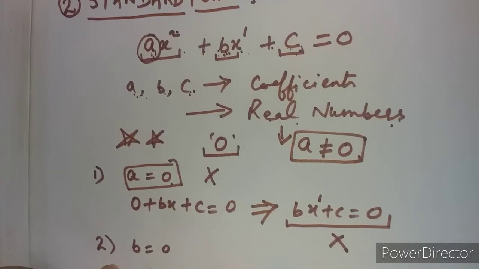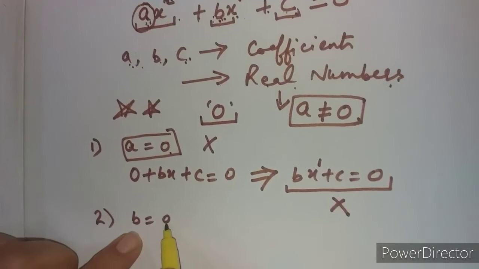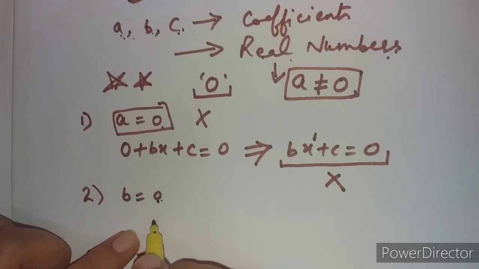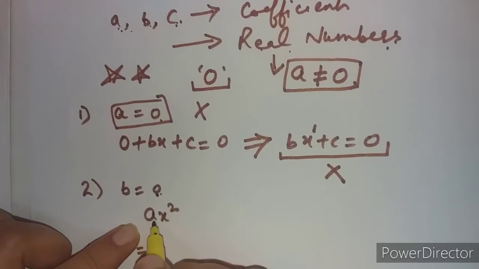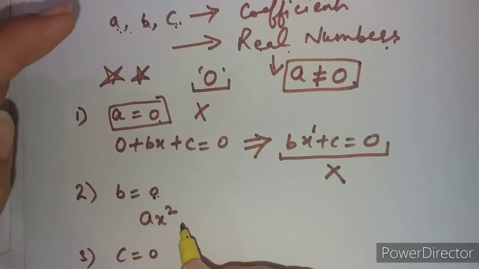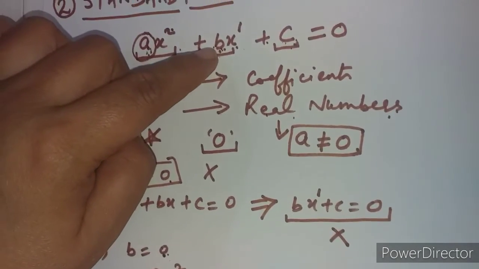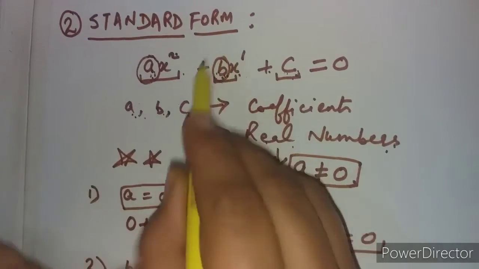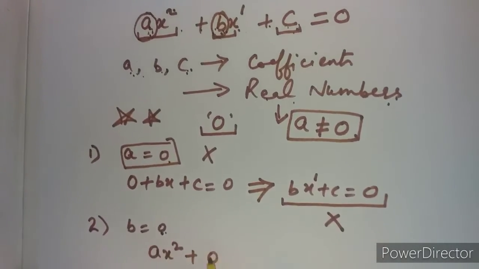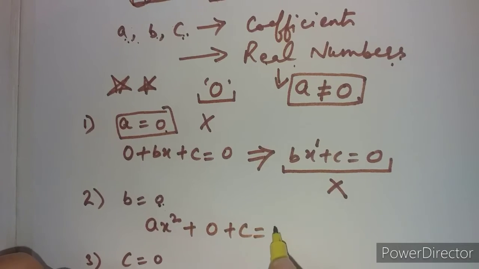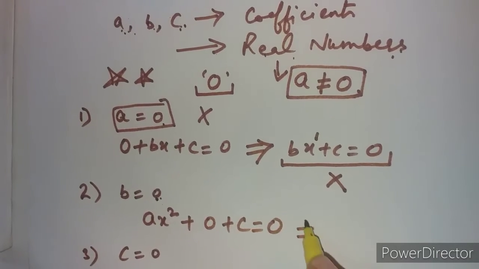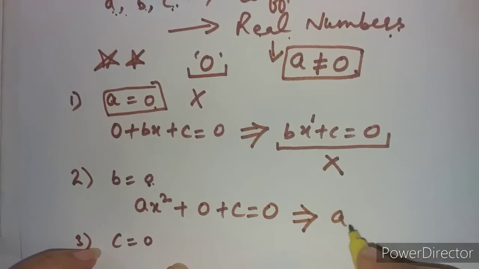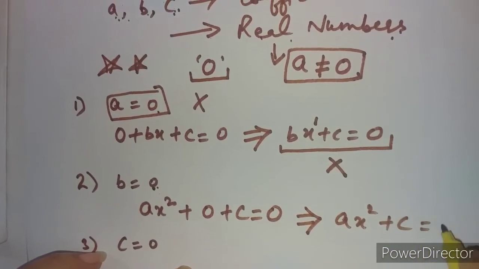Second thing is when b equal to 0. When b is equal to 0, then what will be the form of the equation? Ax square, a can be anything, plus bx. Plus bx means b equal to 0. In place of this b I put 0, means the whole term will go 0. So plus c, as it is the constant term, equal to 0. Let us check whether this is still a quadratic or not. So it has become ax square plus c equal to 0.